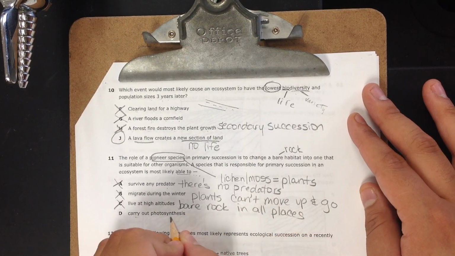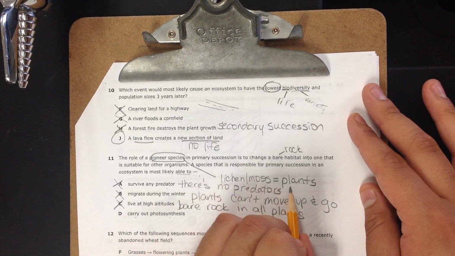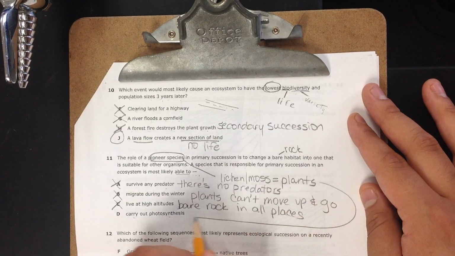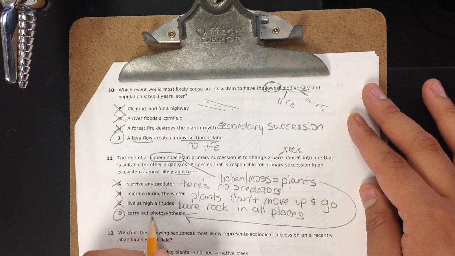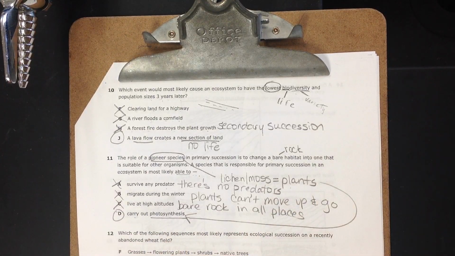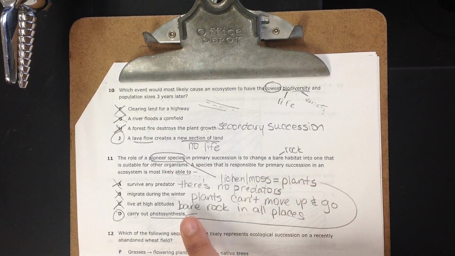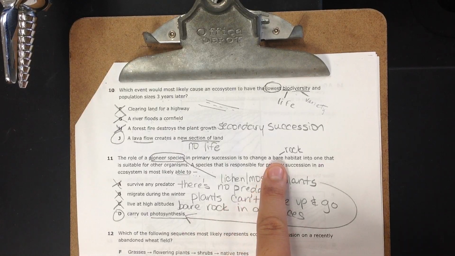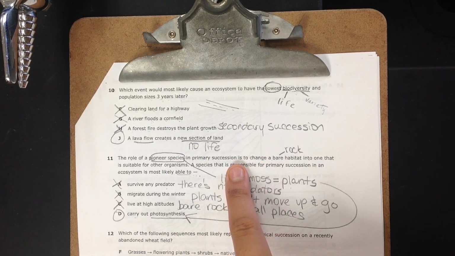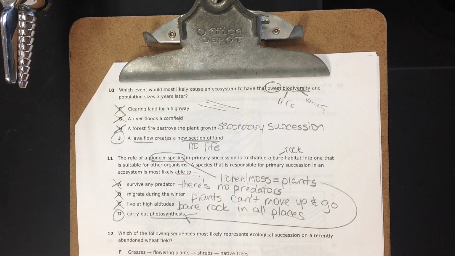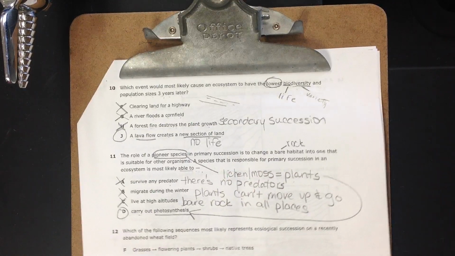Okay, and then carry out photosynthesis. Do the plants have to carry out photosynthesis? Yes, all the time. So the plants, the lichen and the moss, have to be able to do photosynthesis. If they can't do photosynthesis, then they can't break down this bare rock. And you're never going to have primary succession happen or go through the stages, at least.